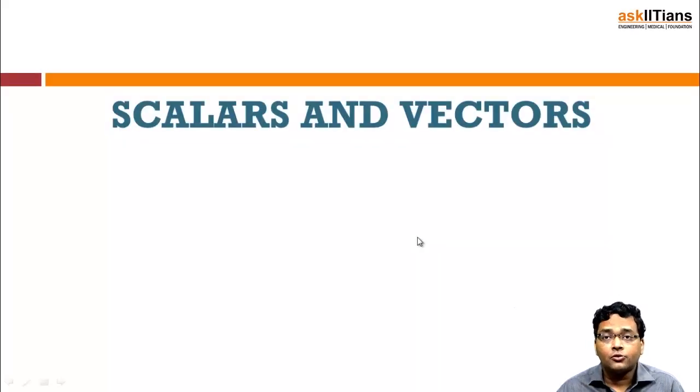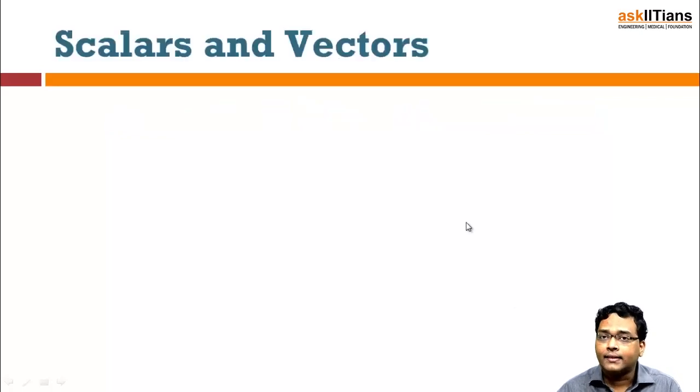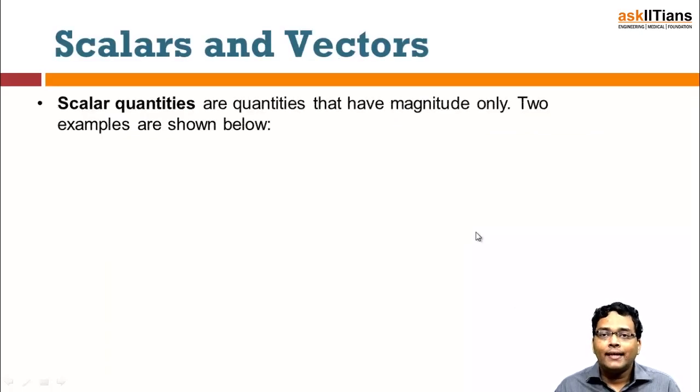Now, since they are physical quantities, obviously units need to be specified for both of them. Let's try to understand more about the scalar quantity and the vector quantity in this particular unit. So, the next topic that we need to understand is scalars and vectors. So, what exactly are scalars and vectors? Scalar quantities are the quantities that only have magnitude. They do not have direction. You do not need to specify direction to understand a scalar quantity.